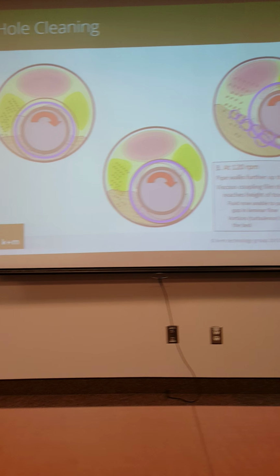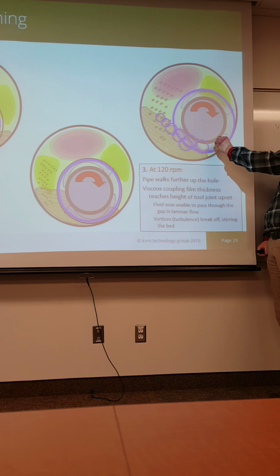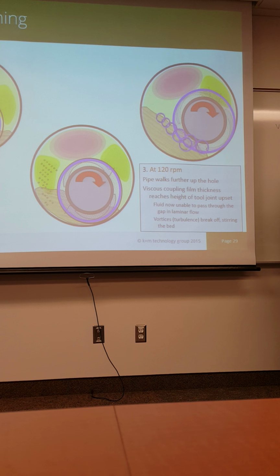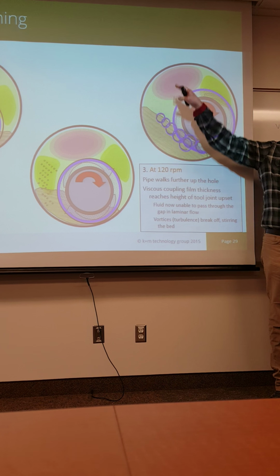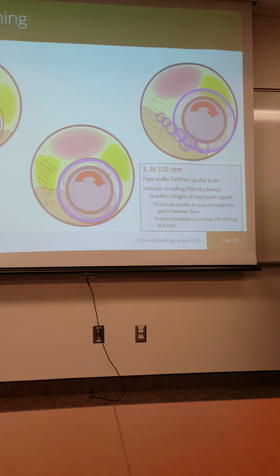And we think at 120, the width of that viscous coupling layer exceeds the diameter of the tool joints. And at that point, we start to create turbulence just through rotation. We're not inducing turbulence through just normal flow mechanisms, but through rotation, we're creating turbulence, which puts more energy into the cuttings bed and allows it to get onto the conveyor belt.